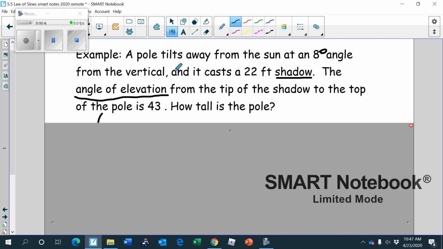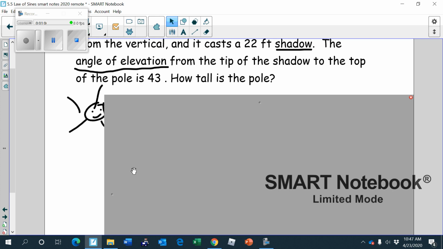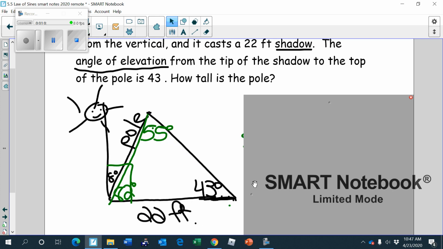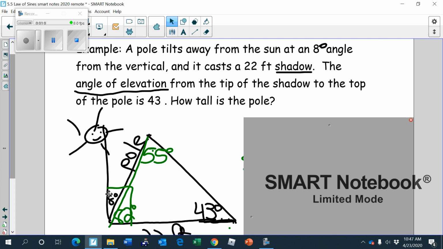And then up here the wording is a little confusing. It says a pole tilts away from the sun at an 8-degree angle from the vertical. I know you may not know what that looks like, but that's why I drew it for you down here. So let's take a look. Again, let's go up and see what it says. It says a pole tilts away from the sun.